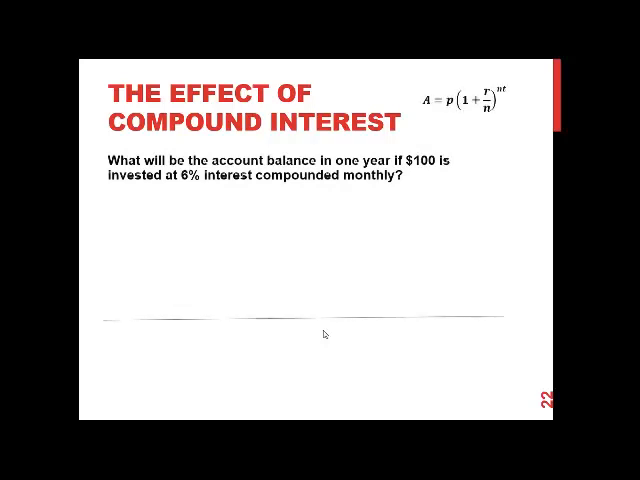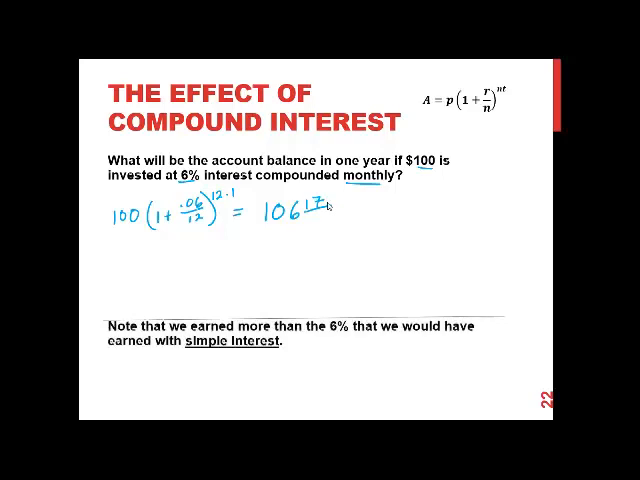All right. The effect of compound interest. Let's just do an example. If we have $100 invested at 6% compounded monthly. We've done these before, but just for fun, $100 times 1 plus 0.06 over 12 raised to the 12 times 1. And when we do that math, we get that our ending balance would be $106.17. Now, if we had just had simple interest, we would have had 6% times $100, or $106. So our ending balance would have been $106. We've actually made more than that.